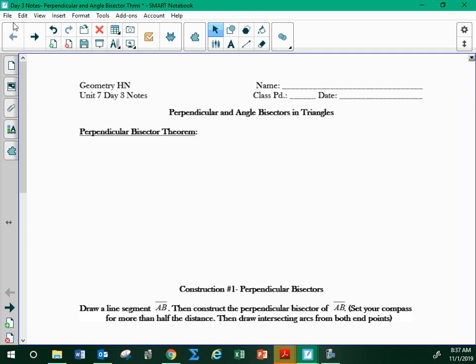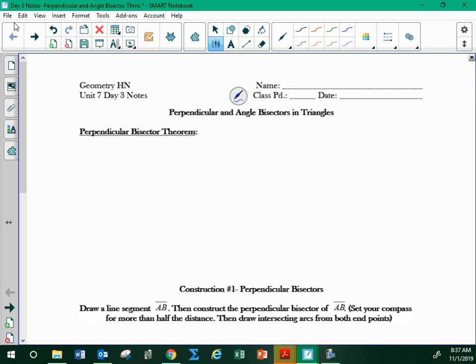Perpendicular bisector theorem. Now again, these other two theorems, we're not yet talking about perpendicular bisectors in a triangle. Next class we'll talk about that. It's just for any perpendicular bisector. So keep in mind, a perpendicular bisector is perpendicular and it bisects the segment.